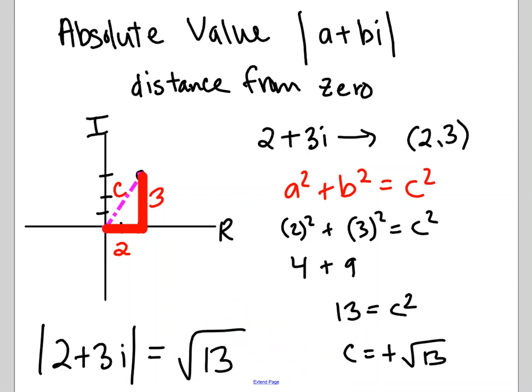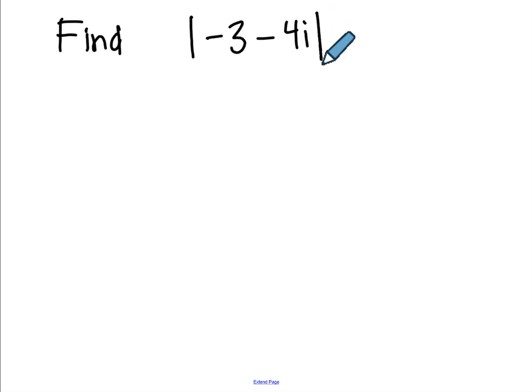Let's see if we can try one more of those. Find the absolute value of negative 3 minus 4i. The absolute value of a complex number is the distance from 0.